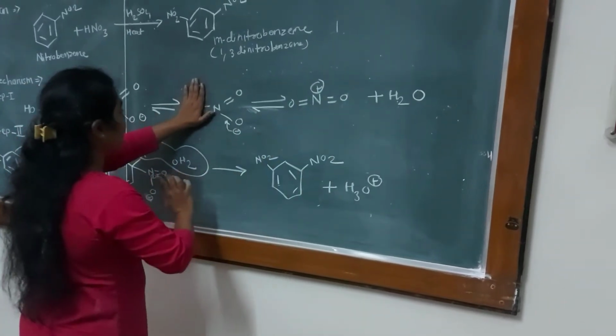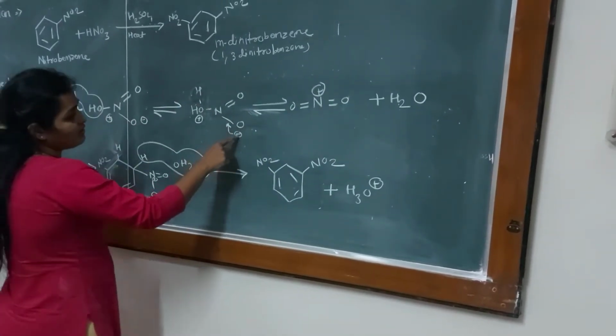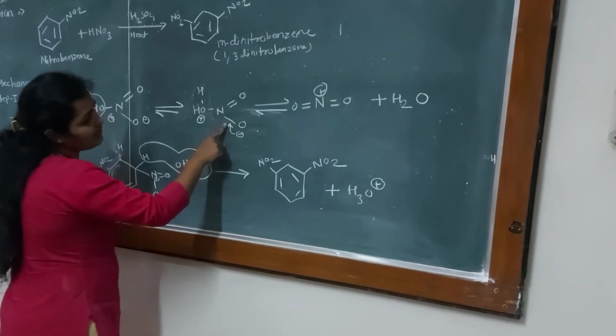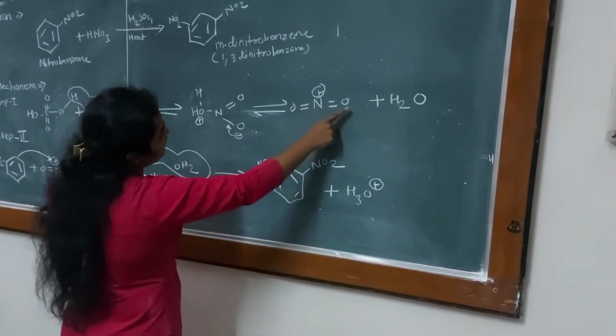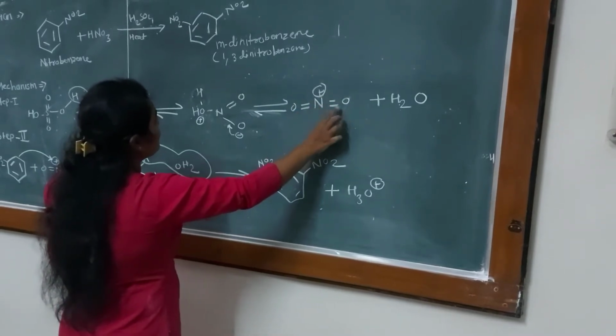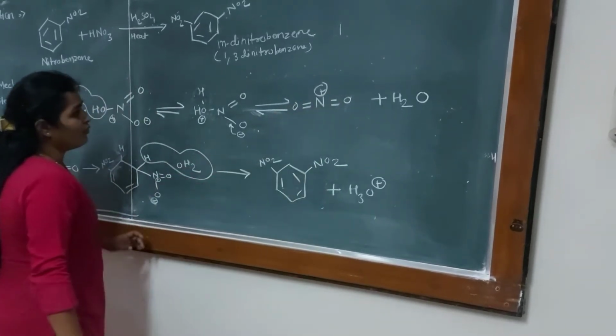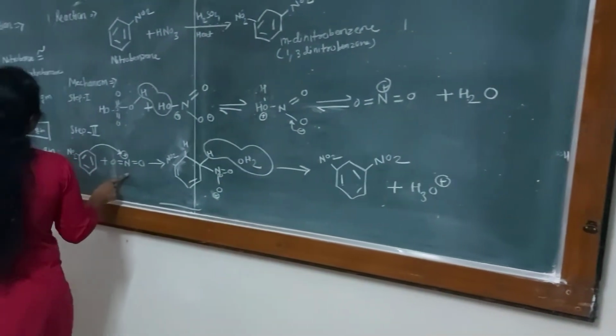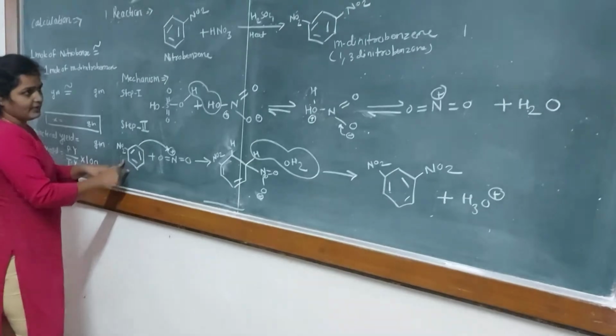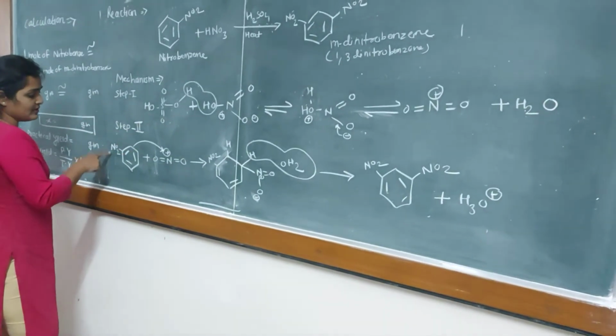The next step is the removal of the water molecule. H2O is removed in that reaction, and then this negative charge attacks, forming O double bond N double bond O. Then in the next structure, this NO2 is attached to nitrobenzene.